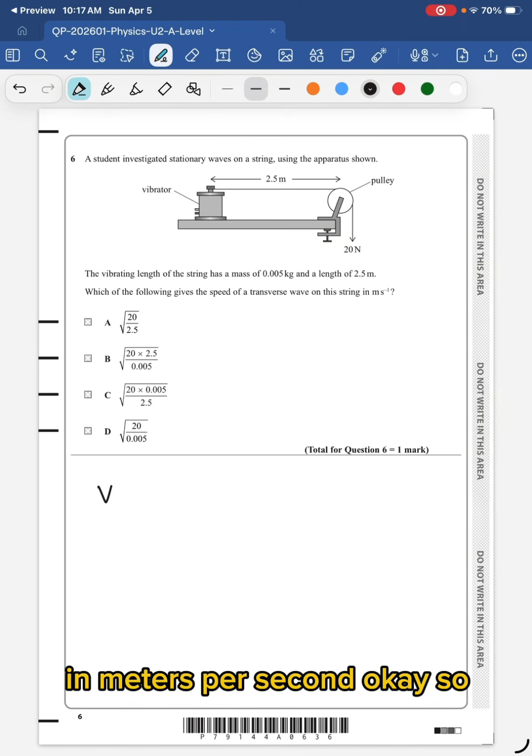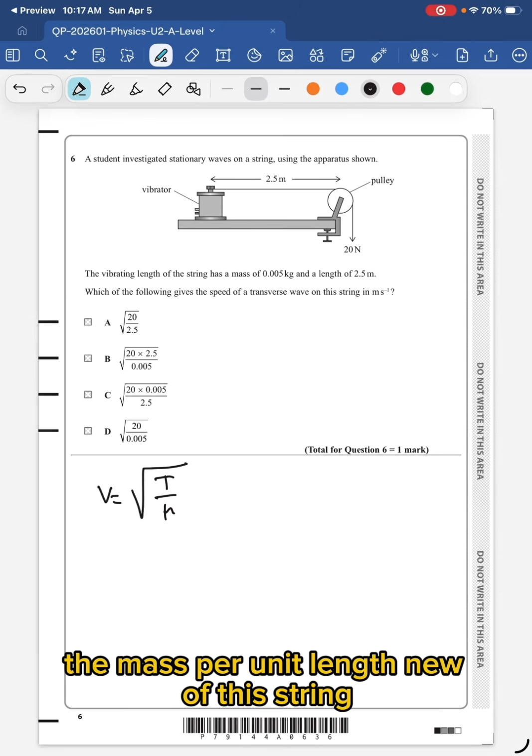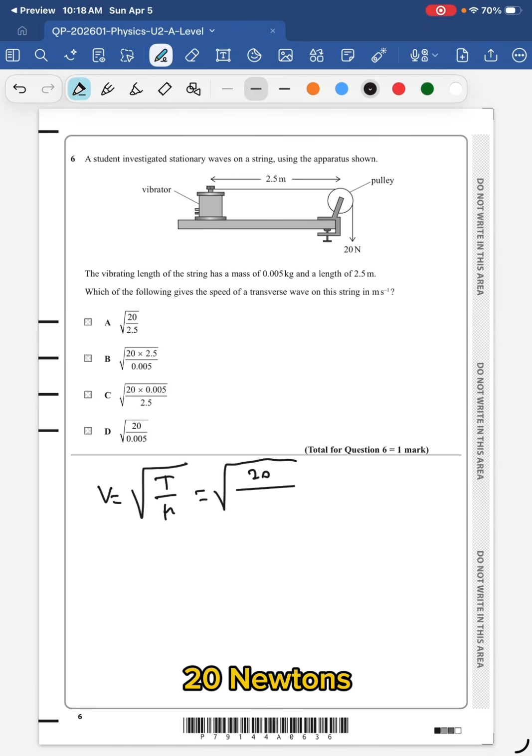The formula is the square root of the tension over the mass per unit length, mu, of this string. The tension is 20 newtons.